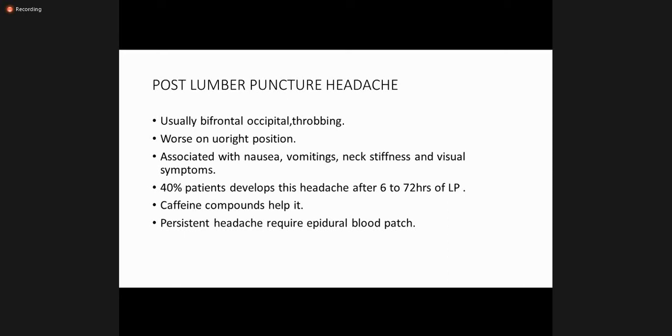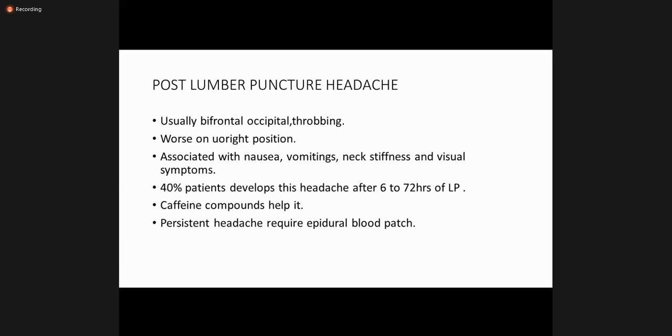And these are headaches which usually develop 6 to 72 hours after lumbar puncture. It could have a bifrontal or occipital presentation. It has a throbbing intensity, and it is worse in the upright position. Sorry, the spelling is not correct. Whenever the patient sits up or stands up, they experience a severe headache because of the drop of the pressure.